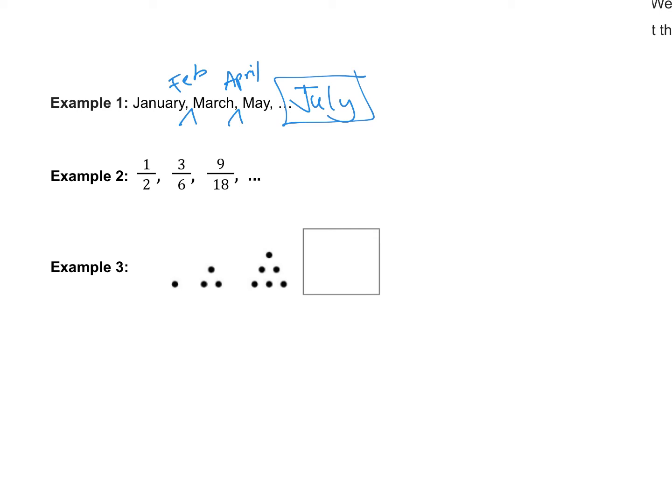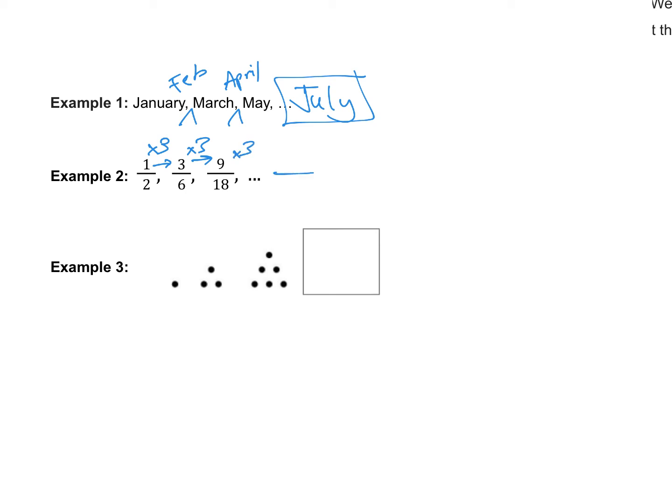Example 2, 1/2, 3/6, 9/18. So now this is a numerical pattern. And even if you're not super confident with fractions, don't worry. We don't have to worry about the fractions. We just need to worry about what's happening to go from here to here, 1 to 3, and then from 3 to 9, that's consistent. So maybe you recognize it already, but if you multiply 1 by 3, you get 3, and then 3 by 3, you get 9.